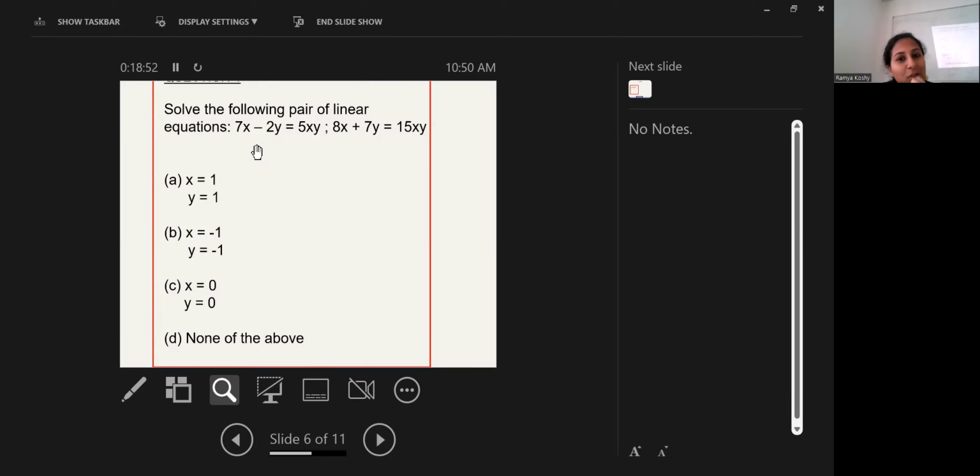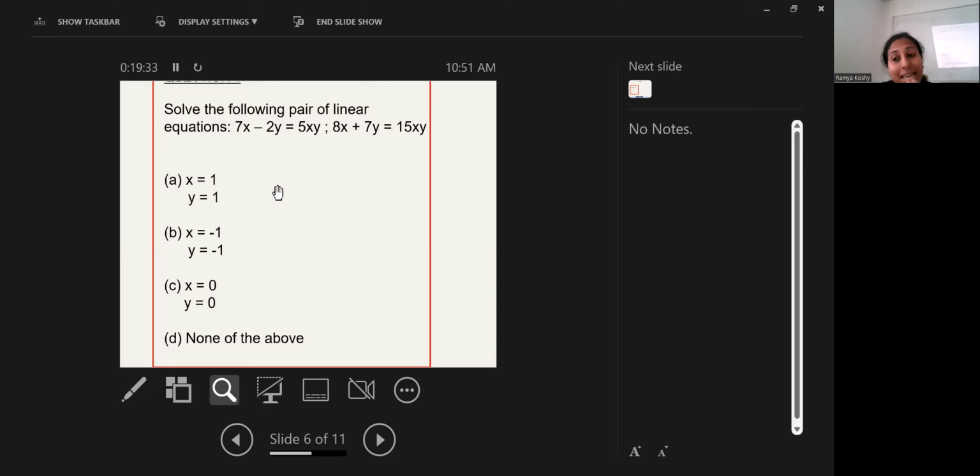See, if I'm substituting x equals 0, y equals 0, 0 minus 0 is equal to 0. Here I will get 0 plus 0 is equal to 0, right? Any other options which you felt? What about x equals 1 and y equals 1? When you're putting x equal to 1 and y equal to 1, what about that choice?